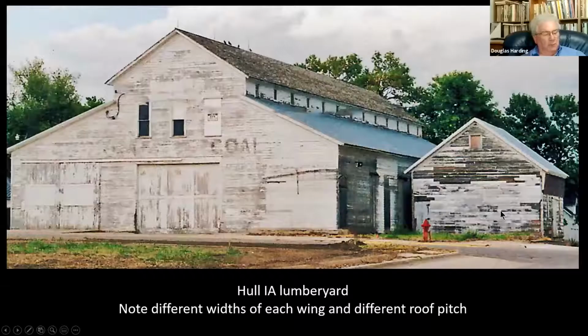So this one is in Hull, Iowa, but I want you to notice how this wing on this side is wider than this wing on this side. And you can tell two ways. Also, the roof pitch is different, even though they both are at the same height. The pitch is different because this one's a narrower width. This was because you don't need a full 24-foot wide wing to store 2x4 studs that are only 8 feet long. So you stored the shorter lumber on one side, and the longer sticks went on the other side. So you didn't have to build as much building and as much roof for storing your lumber.